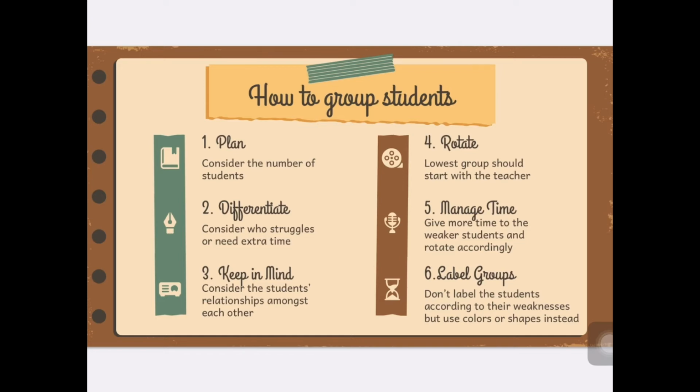And 6, label groups. Don't label the students according to their weaknesses. You don't want them to feel like they're an outcast or they're weak or something like that. But instead, use color codes, use animal names, use shapes or whatever. Okay?